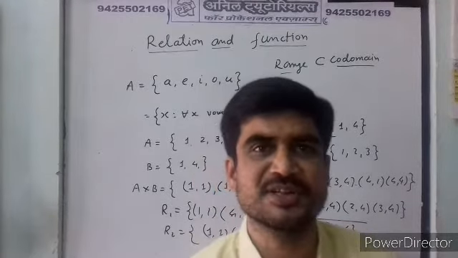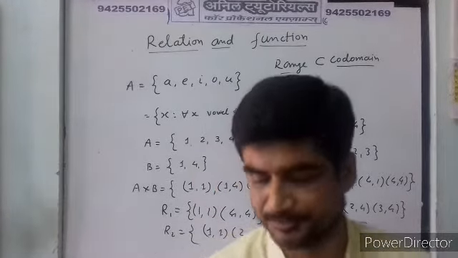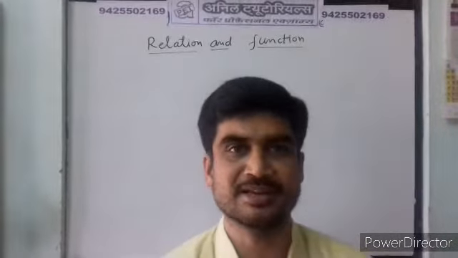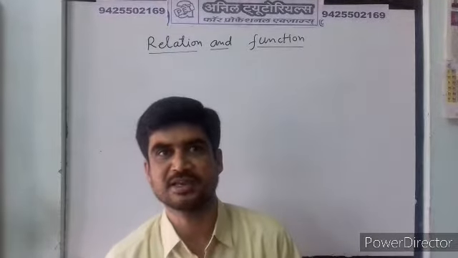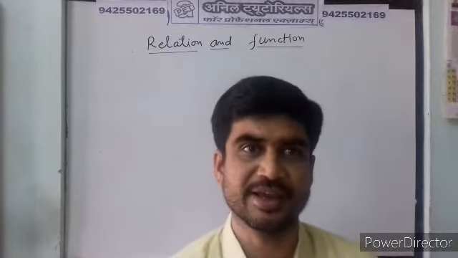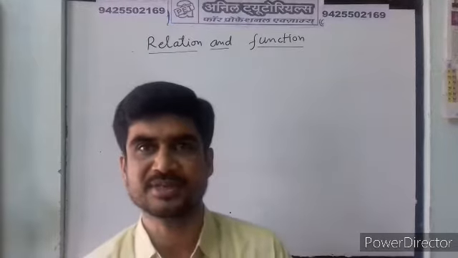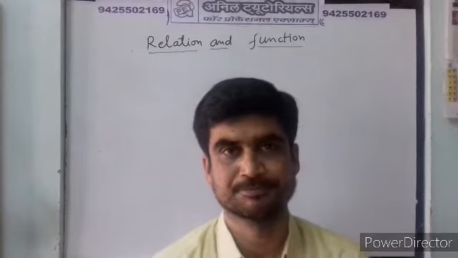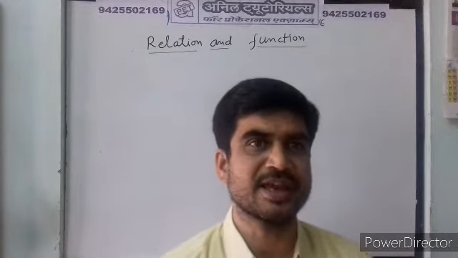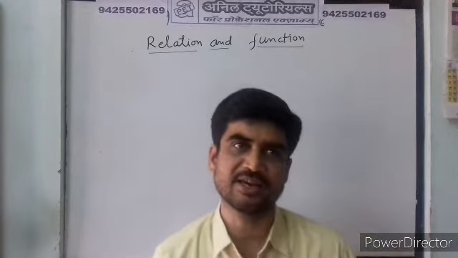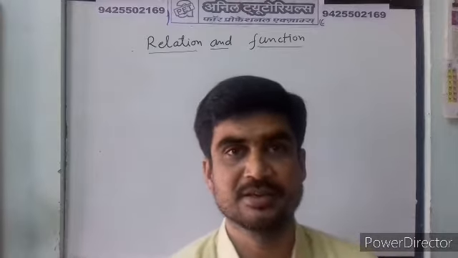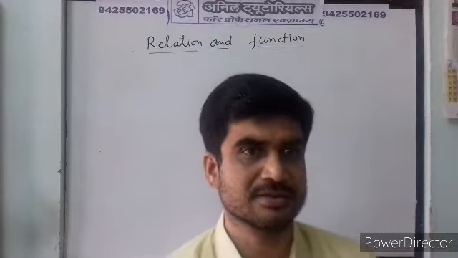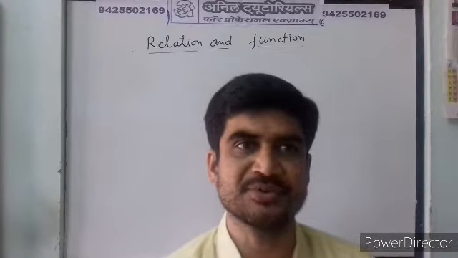We also studied about the function. So let's see what a function is. A relation f from a set A to set B is said to be a function if every element of set A has one and only one image in set B. Means every element of set A has one and only one image in set B. Is that clear, children?